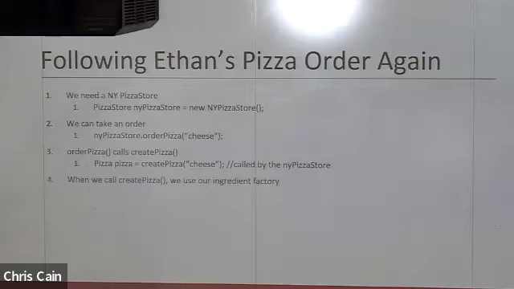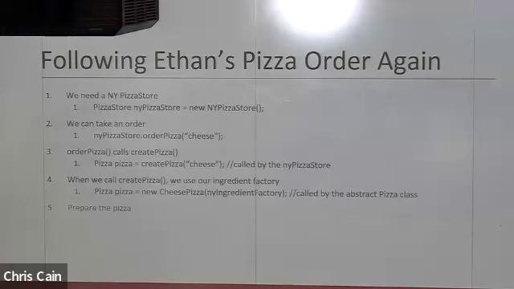When we call create pizza, we use our ingredient factory to figure out what's the appropriate dough, what's the appropriate sauce, what's the appropriate cheese that we're going to put on this pizza. So we make a new cheese pizza object in create pizza that's going to say, all right, we want to use the New York ingredient factory to construct this cheese pizza. Great, that will fill this pizza, which then gets returned to the order pizza.